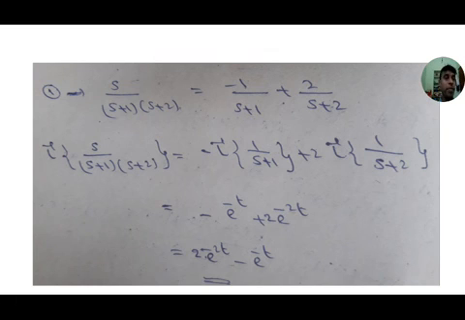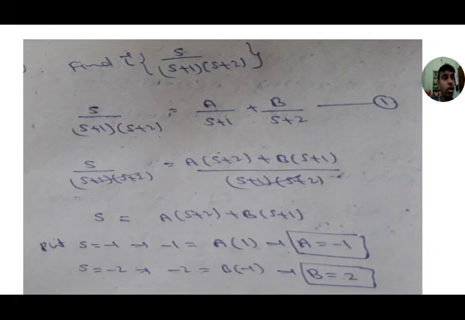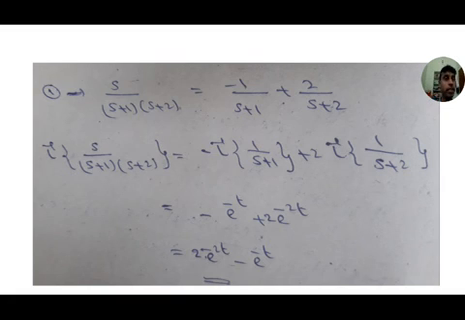Substituting a value, b value in equation 1, we got minus 1 and plus 2, and applying the inverse Laplace transform mainly by using linearity property and then formulae, I get answer 2 into e to the power of minus 2t minus e to the power of minus t. Okay, let us move to the next problem.